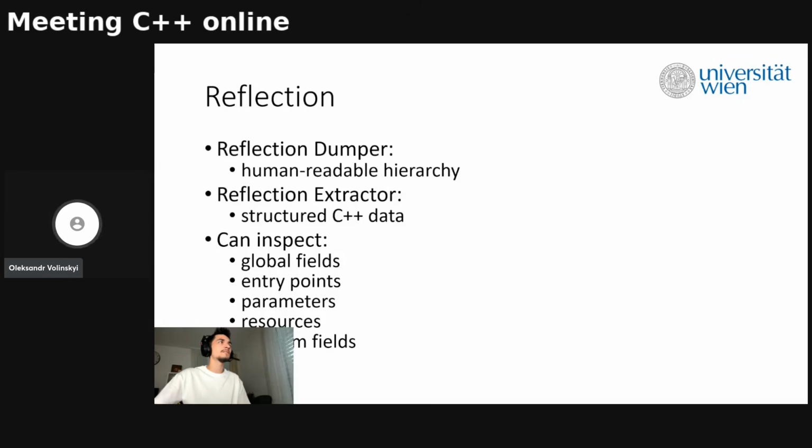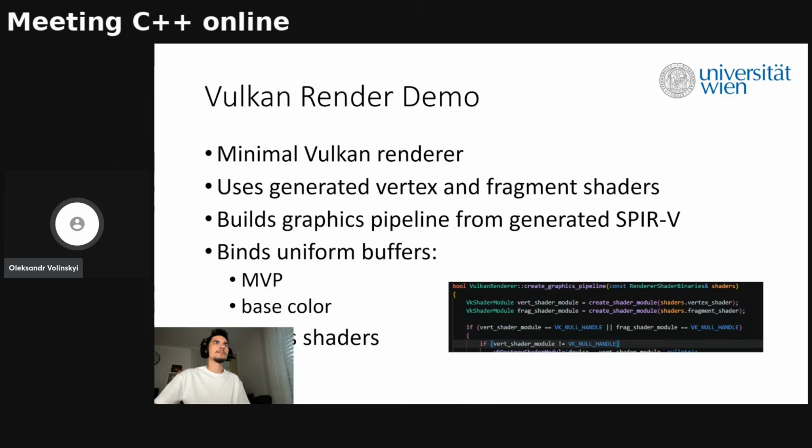And then to show that the system actually works, as a proof of concept, I created a small Vulkan renderer. It uses the generated vertex and fragment shaders. Then it creates a graphics pipeline from the generated SPIR-V, binds uniform buffers such as MVP and base color, and then it renders a scene on a screen. This is also important because it basically proves that the project is not just generating text, but actually producing shaders.